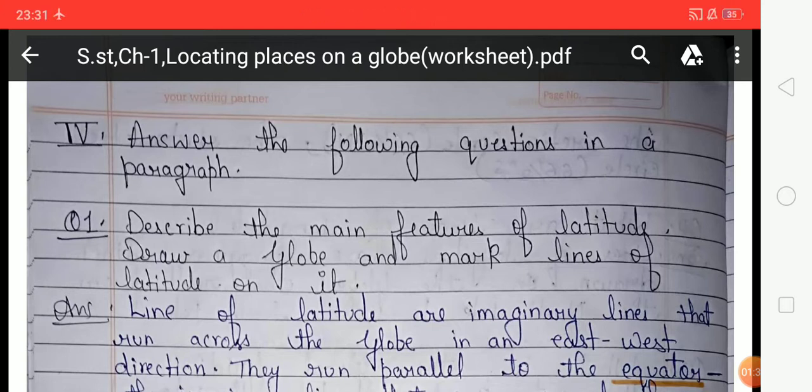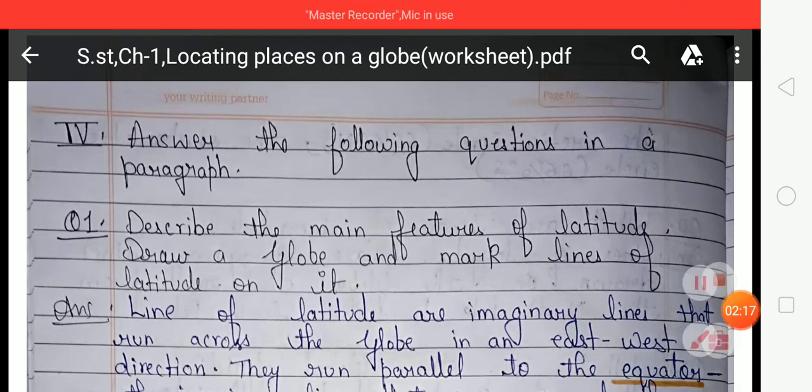Lines of latitude are imaginary lines that run across the globe in an east-west direction. They run parallel to the equator, the imaginary line that runs across the middle of the earth. And next, lines of longitude are imaginary lines marked on the globe. They extend across the surface of the globe in a north-south direction. Lines of longitude are called meridians. So students, these are the lines on the globe used to locate places.